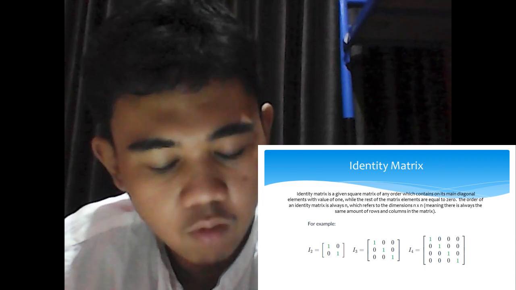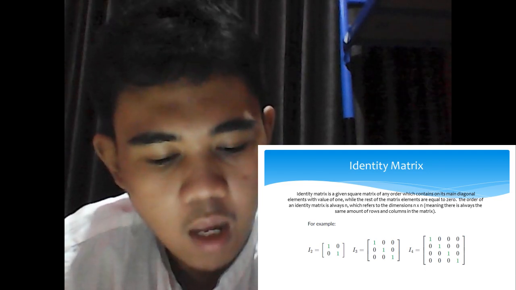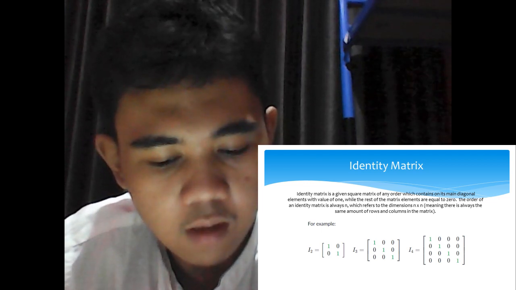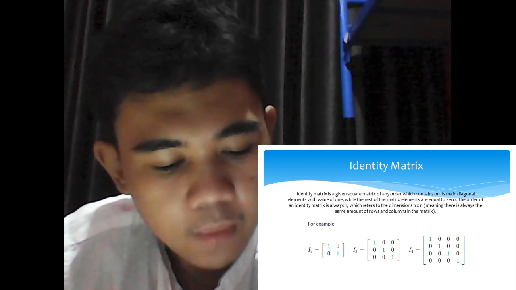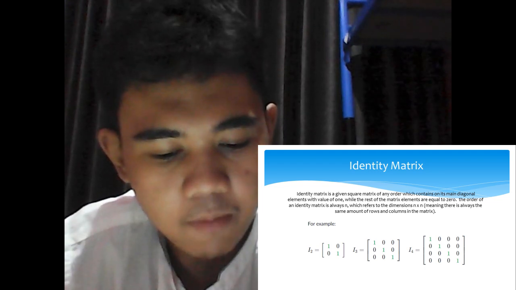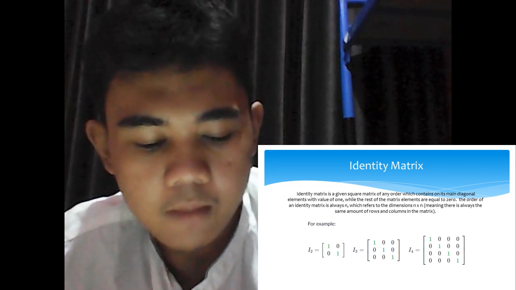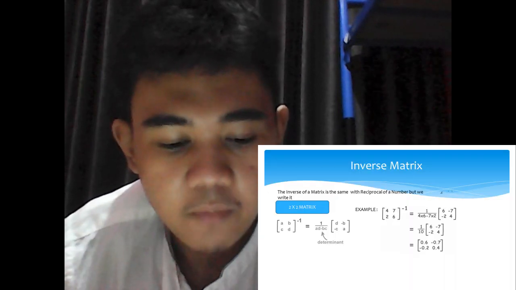So next is the identity matrix. It is a square matrix of any order which contains 1 on the main diagonal, while the rest of the matrix elements are equal to 0. The order of the identity matrix is always n, which refers to the dimension nxn, meaning it has the same number of rows and columns. For example, there is a simple one with 1, 0.